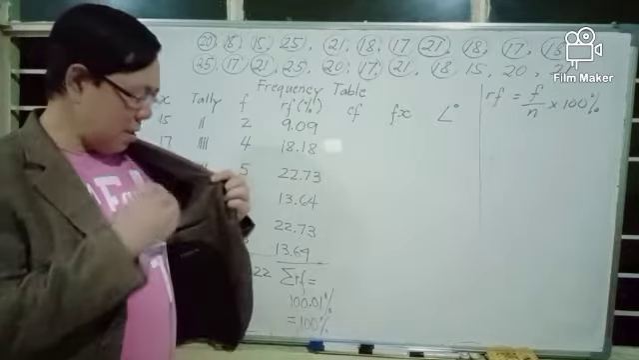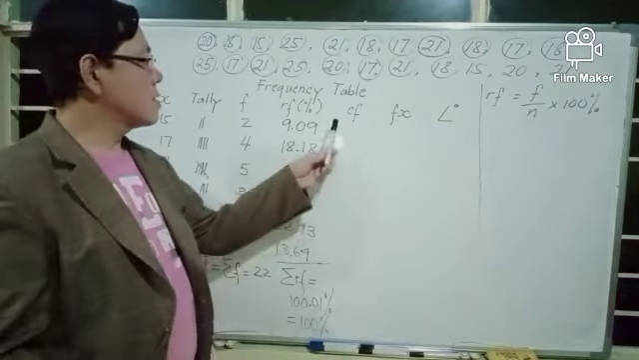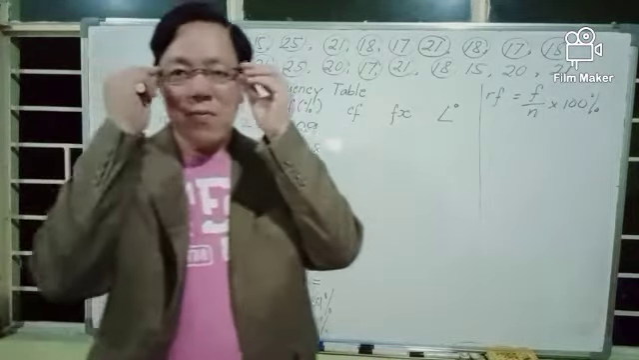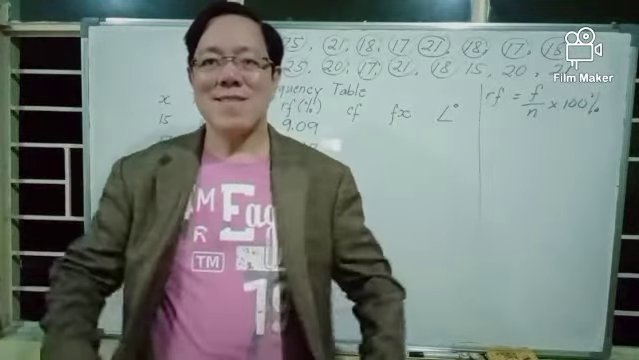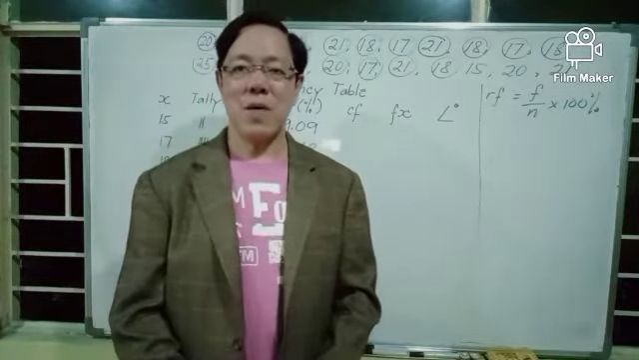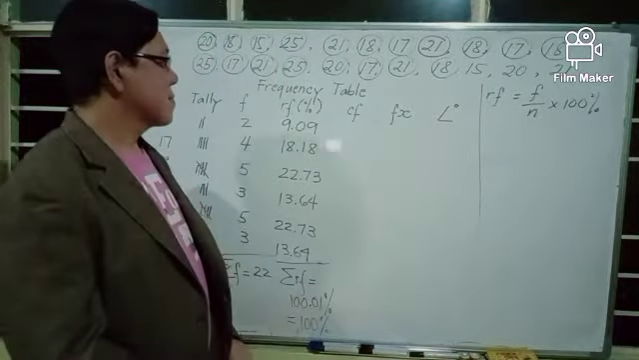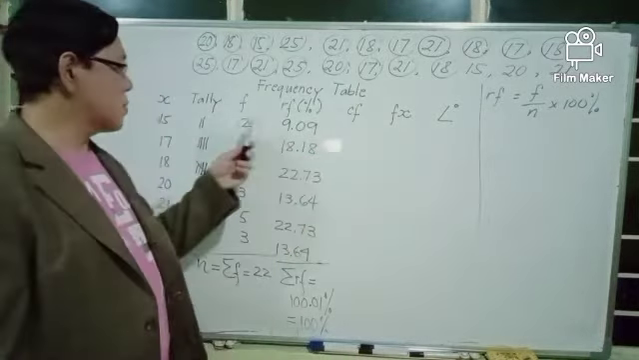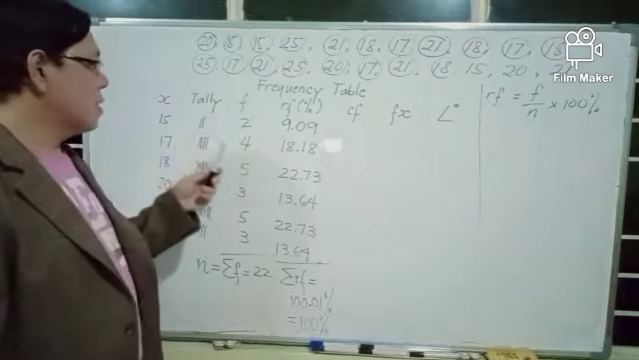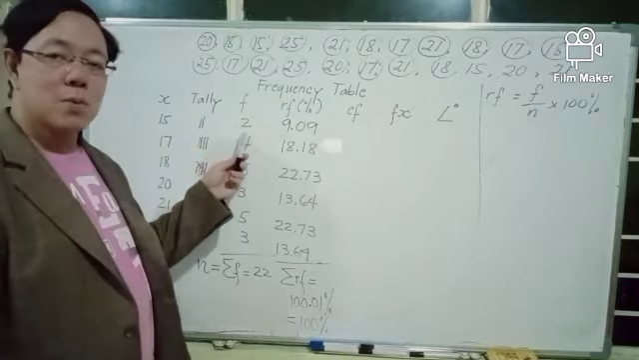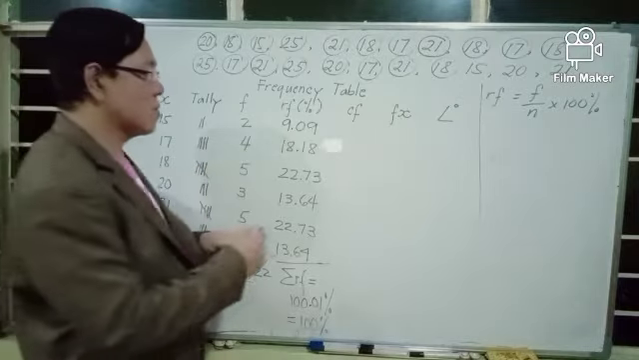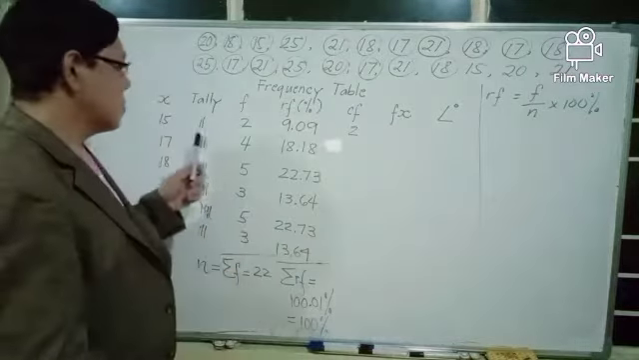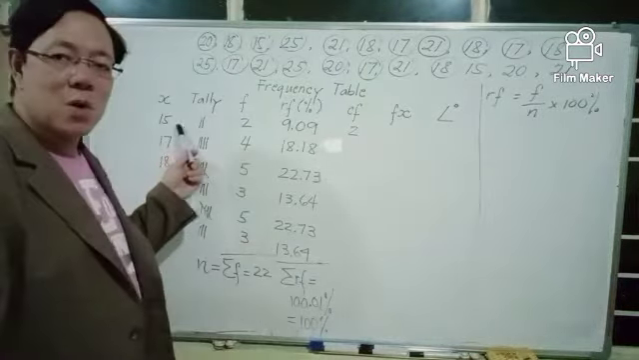The next column is CF. CF stands for cumulative frequency. The cumulative frequency is known as the running sum of the frequencies. For the first score, the cumulative frequency corresponds to the frequency of the first score. The frequency of 15 is 2. Its cumulative frequency is also 2. We only do that for the first score 15.